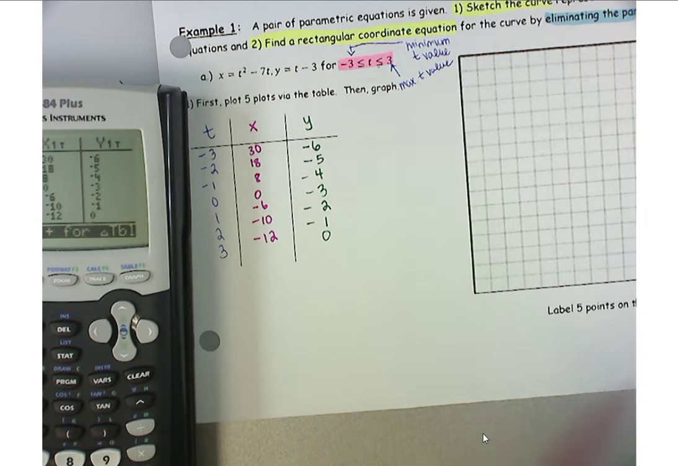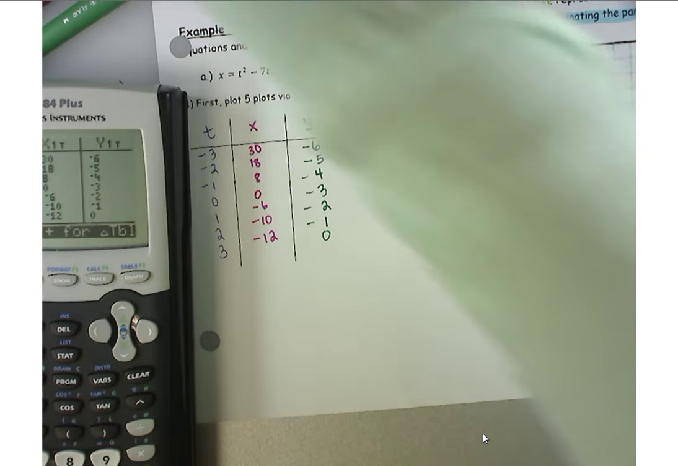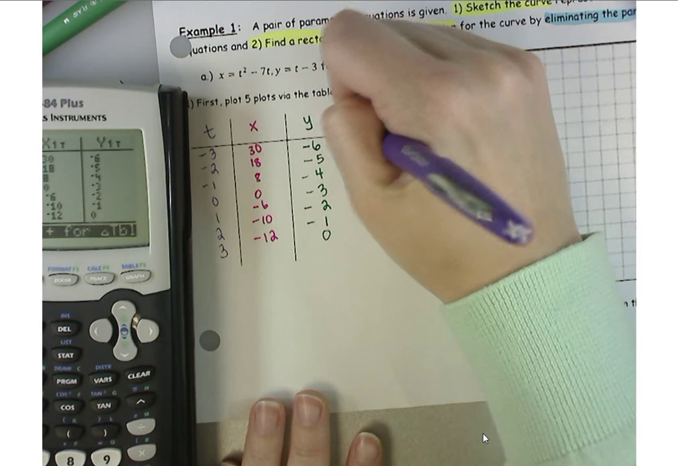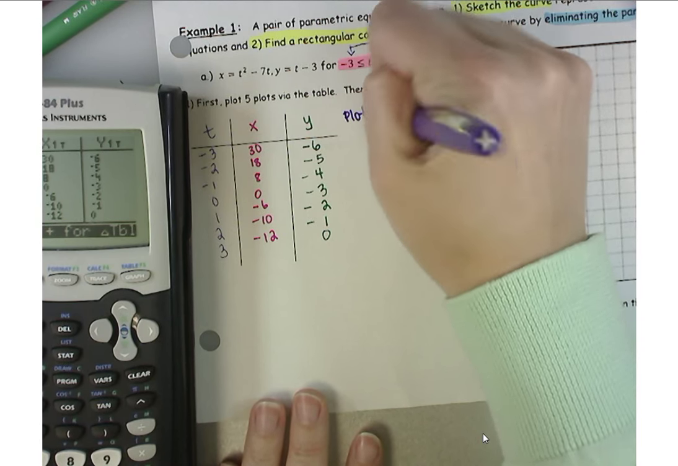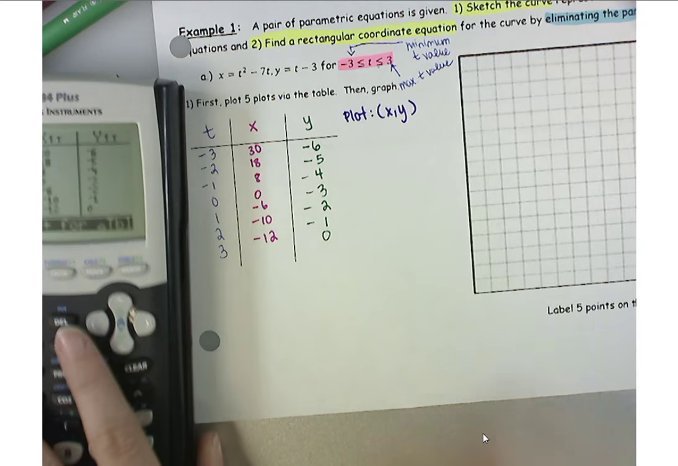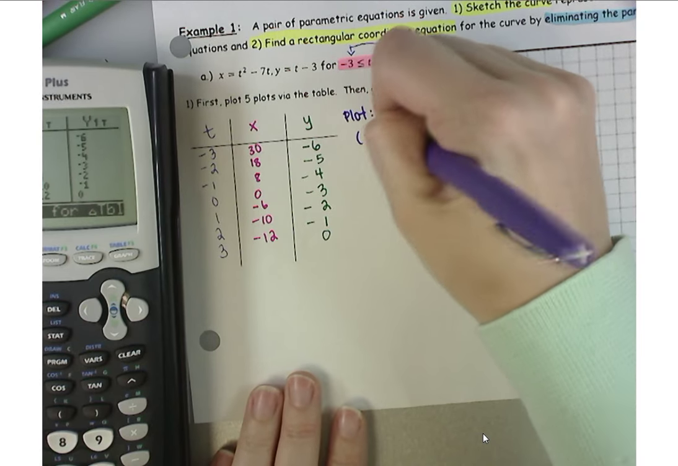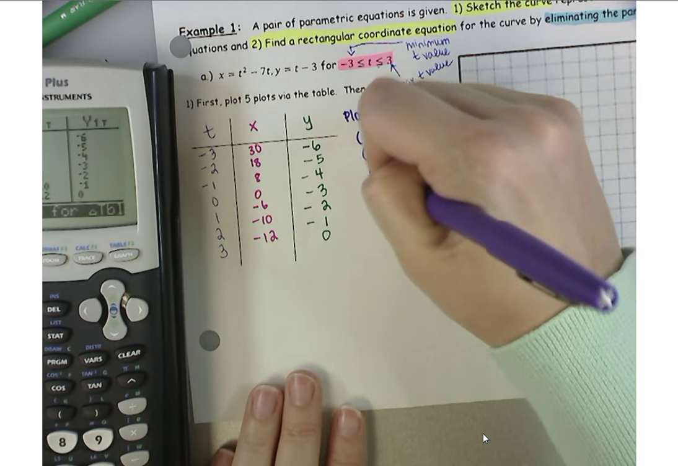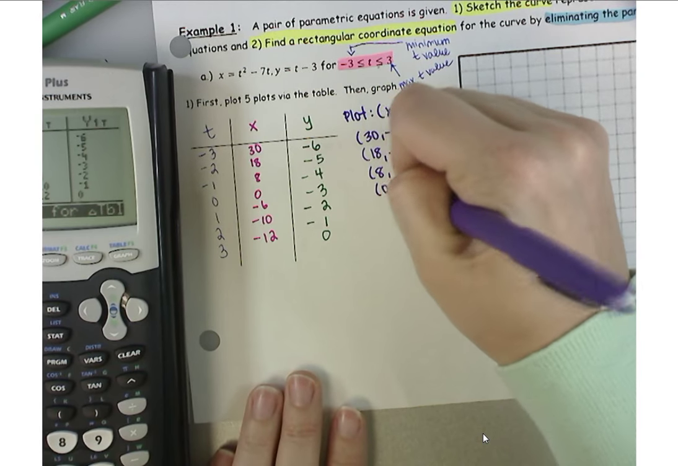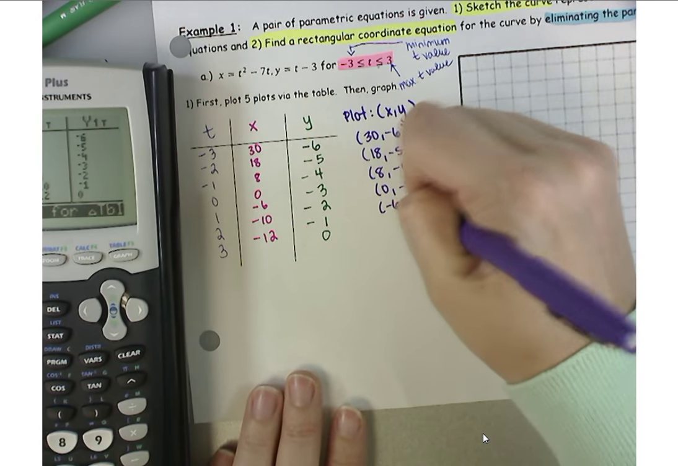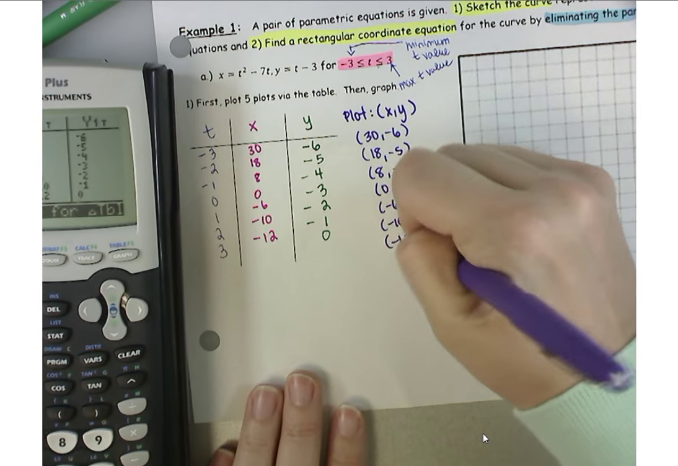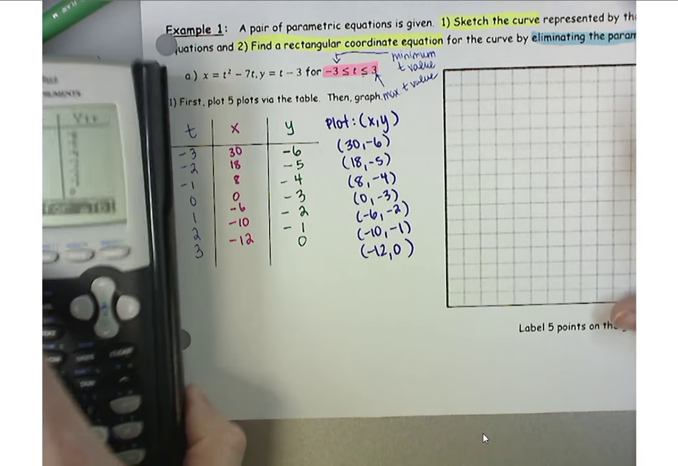All right, so now we're going to plot these. So like we just talked about, when you're plotting your points, what you're plotting is your x and your y. So you're plotting x, y. Okay, so your first point is 30, negative 6. Your second is 18, negative 5. Then 8, negative 4. 0, negative 3. Negative 6, negative 2. Negative 10, negative 1. Negative 12, 0. Okay, so those are the points that I'm going to plot.